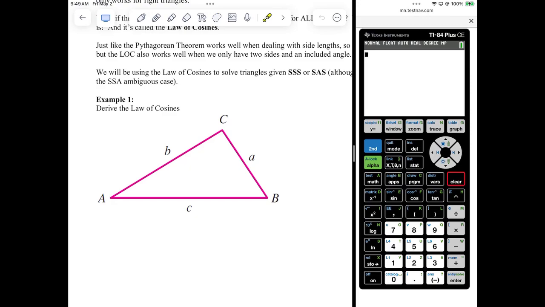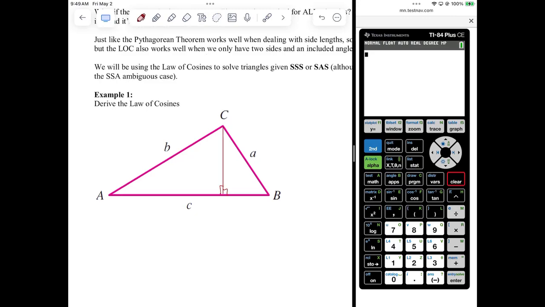We're going to take this triangle ABC, and I am going to drop a perp from C to make two right triangles. Once I create two right triangles, I can use SOHCAHTOA, and I can also use the Pythagorean theorem. Those only work for right triangles. This is an oblique triangle.